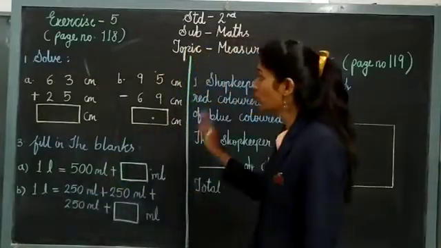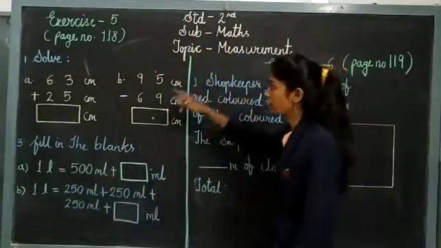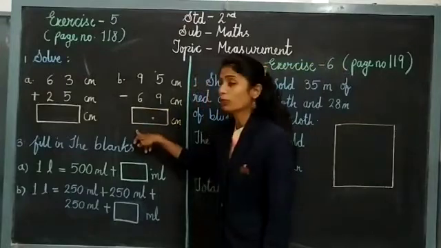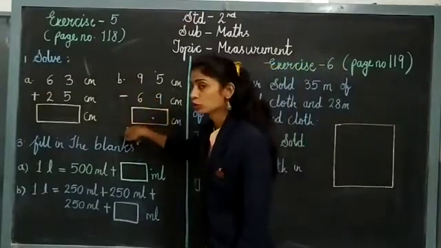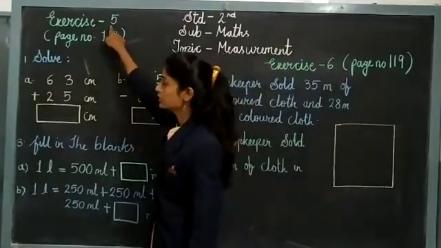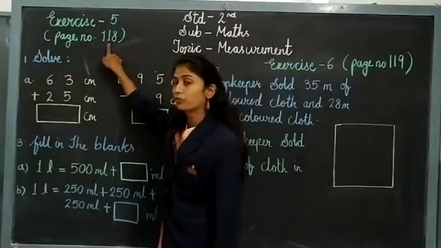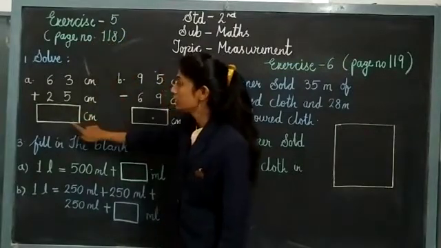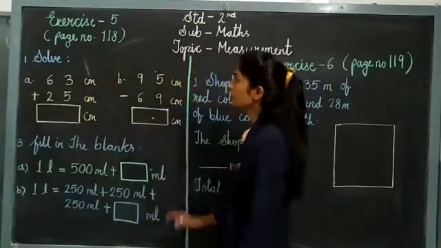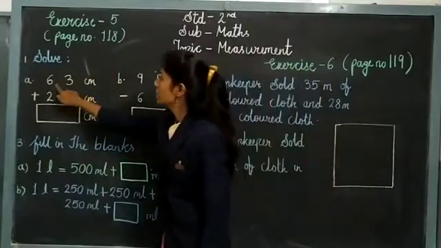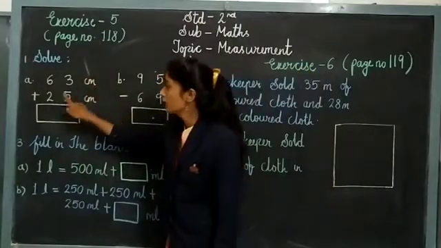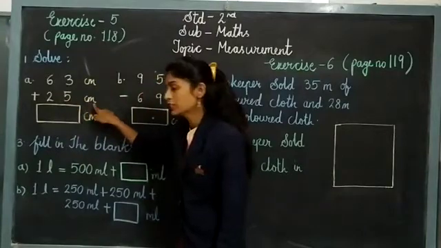Now on that basis children, we have some problems that we have to solve. So this is exercise number 5, on page number 118. Let us see the first sum now. The first sum is given: 63 centimeter plus 25 centimeter.